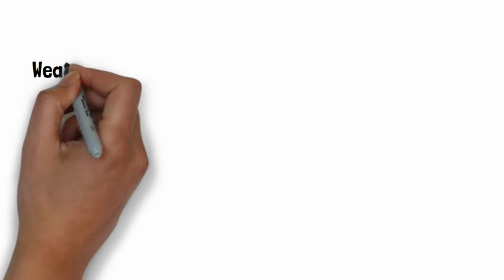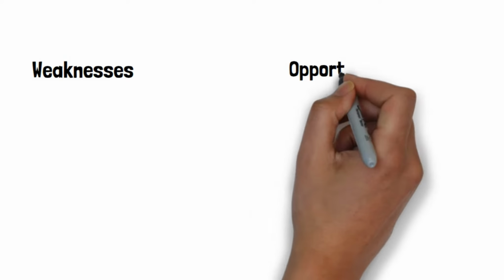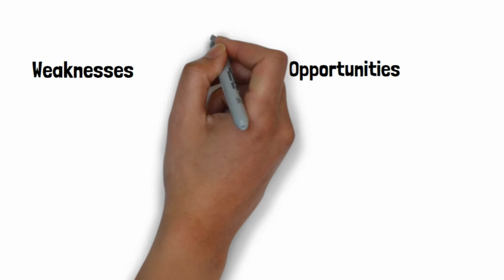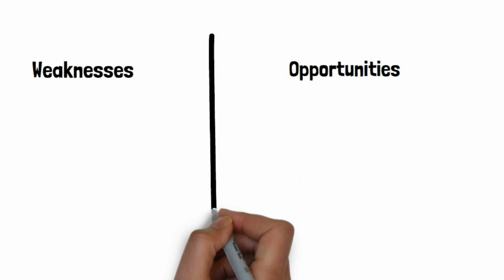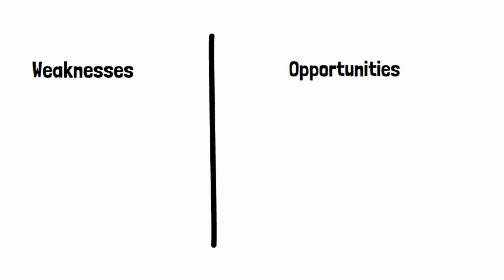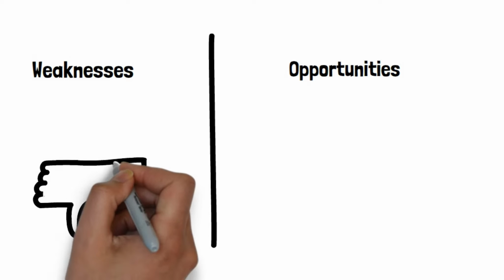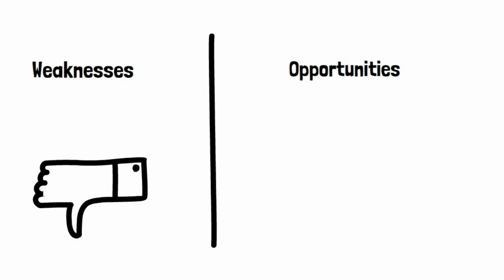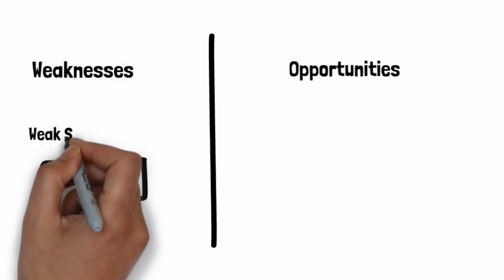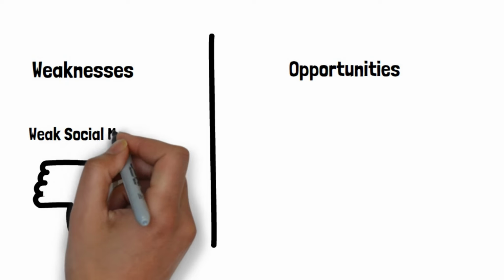Next is the weakness opportunity strategy. Now, the idea behind this strategy is to improve on the identified internal weaknesses of the business by utilising an existing external opportunity. So to illustrate this, let's imagine you own a small business that is struggling to run a successful social media marketing campaign.